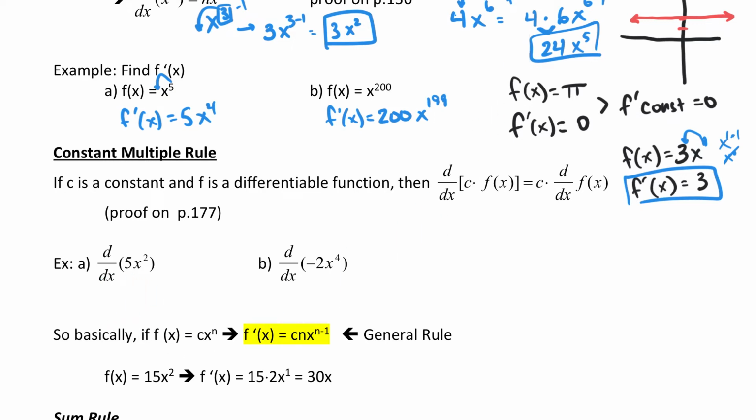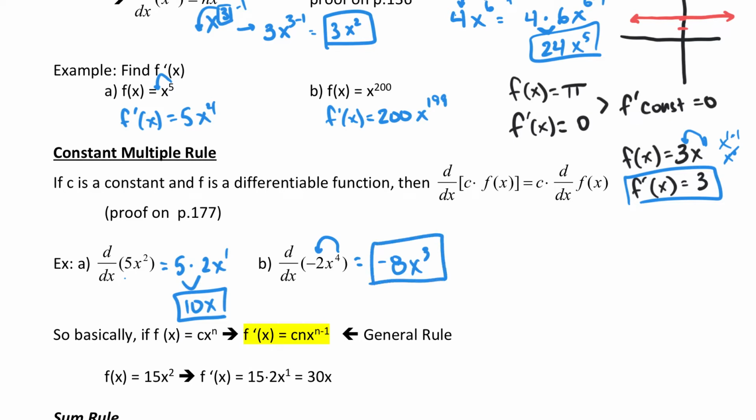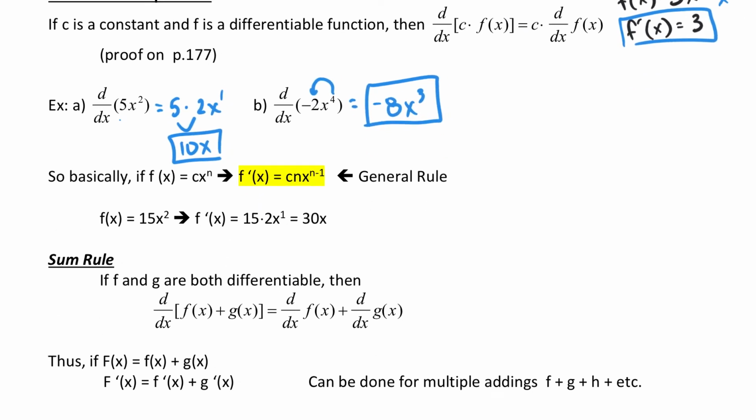So let's take the derivative of these two, and again, here's my constant. This time I'm going to say 5, leave it out in front, and it'll be times 2x to the first power. Now I can multiply these and get 10x. On the second one, I'll give you guys a second to try it. And this becomes negative 8x to the third, because it's the 4 times the negative 2, and I bring it down 1 power.